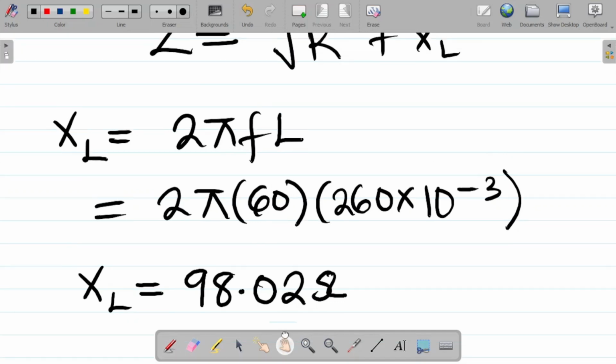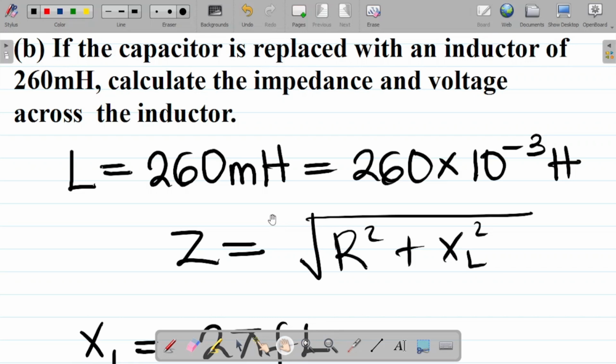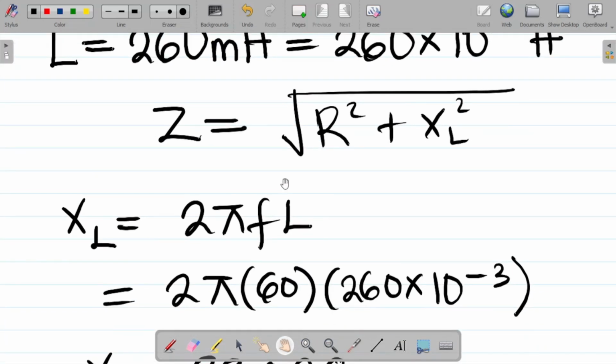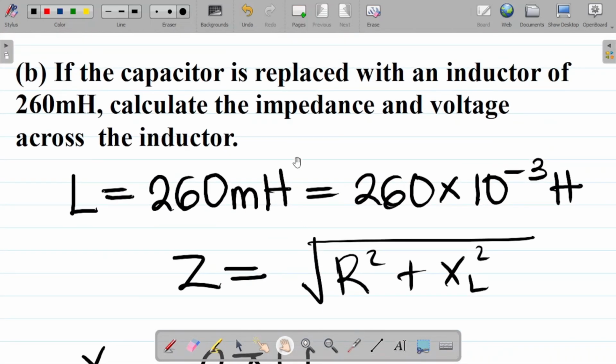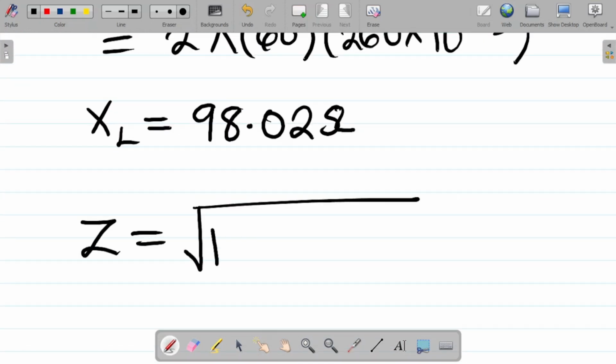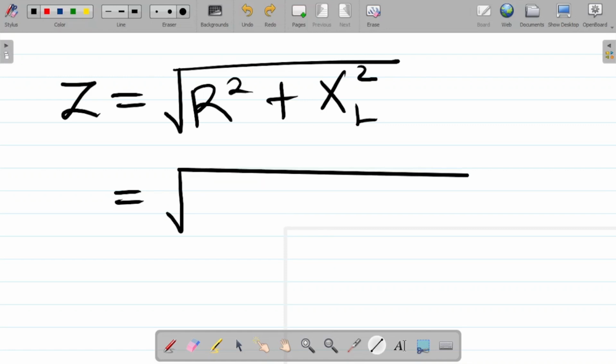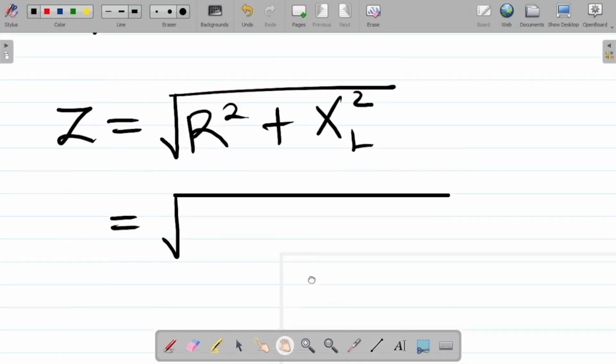Okay, so you've gotten this as the reactance of the inductor circuit. What's the next thing here? Your next task is now to find the impedance. So the impedance Z is simply equal to the square root of R squared plus XL squared. Let's start with R squared. What's R?